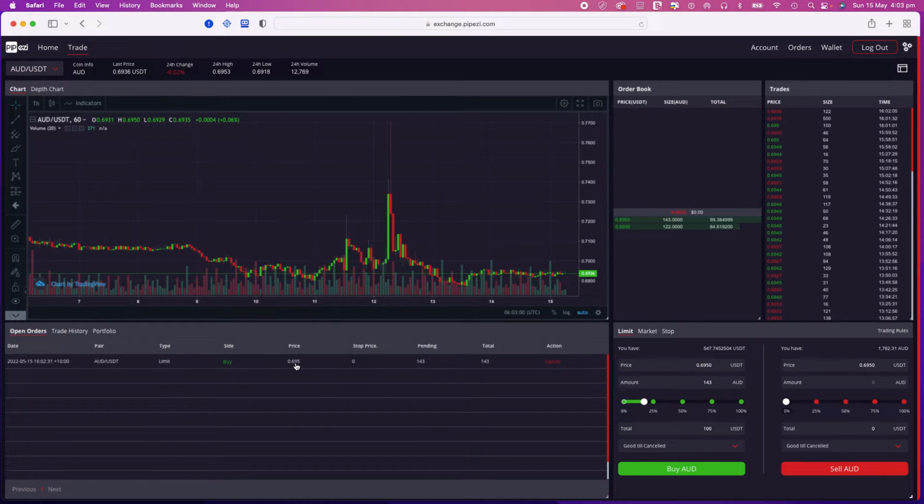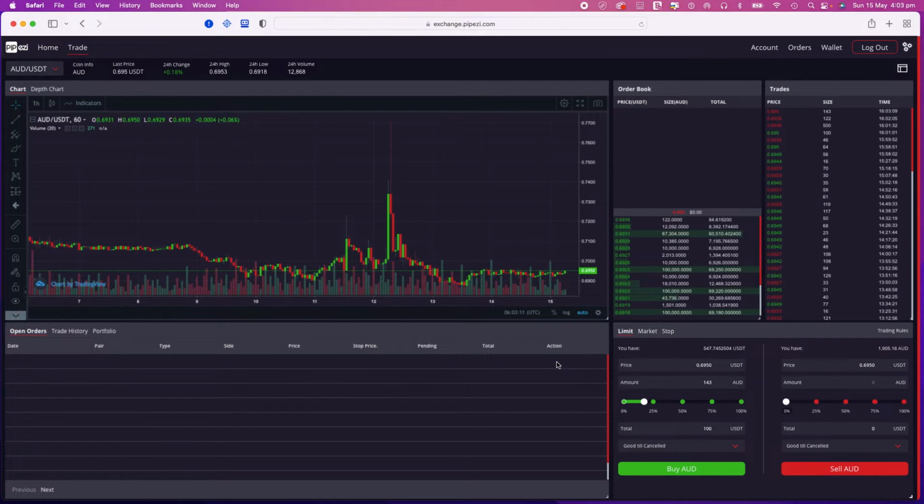This way I can wait until the price is favorable for buying or selling. That's the difference between a limit order and a market order. If I'm not happy with my limit order, I can simply cancel it before it's executed. But just as I was about to cancel it, it executed. And you can see I've got more USDT now, 100 more, and less Australian dollars.